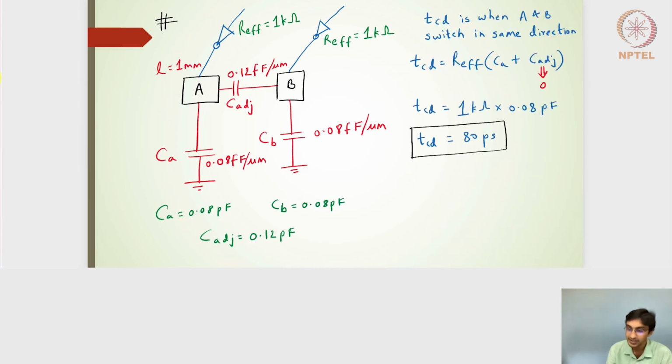And for the contamination delay, it is R effective into CA. C adjacent is anyway 0. So it will be 1 kilo ohms multiplied by 0.08 picofarads, which will be 80 picoseconds, right? TCD is when A and B are switching in the same direction.